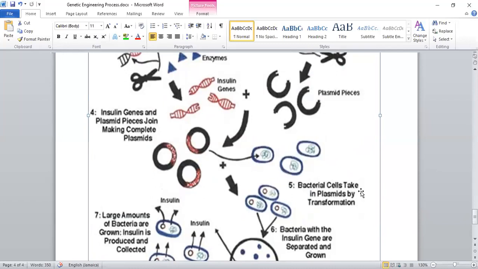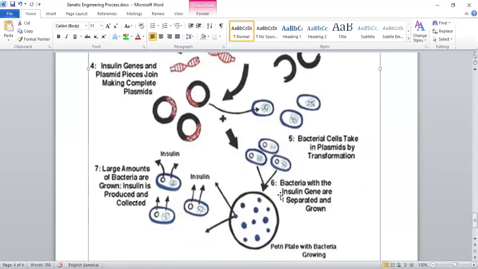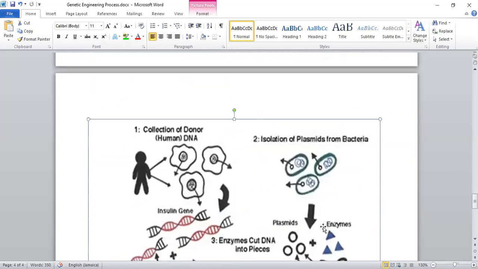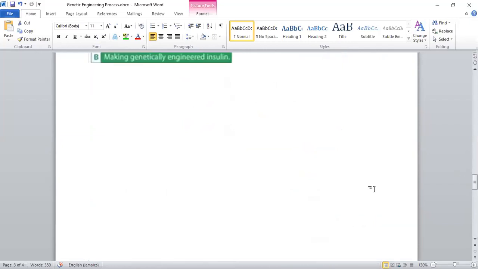That is transformation. Then we check to see which ones were transformed by growing them on a plate that has antibiotic in it, so that only the ones that have the antibiotic resistant gene can survive. And then they will survive and reproduce and produce large amounts of insulin for us. Okay? So that is the process of genetic engineering.